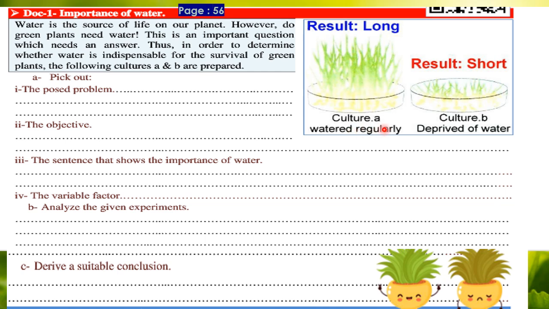In culture A, where the plant is watered regularly, result: long. So the plant here is long. In culture B, where the plant is deprived of water, result: short. So the plant here is short.